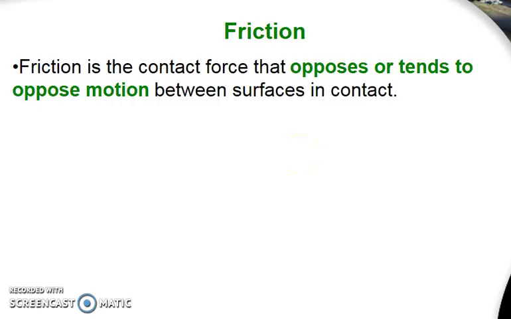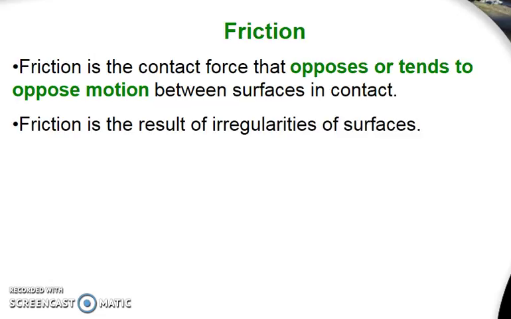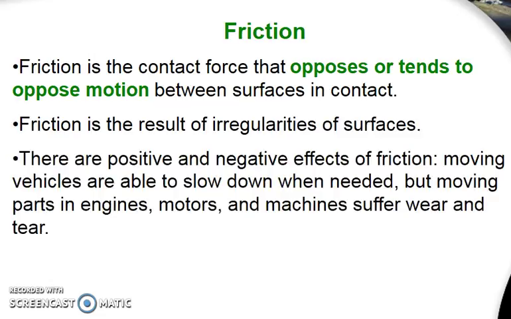Friction is basically a contact force that opposes or tends to oppose a motion between surfaces in contact. It's due to irregularities of surfaces. The surface at a microscopic level is very rough. So there are positive and negative effects of friction.